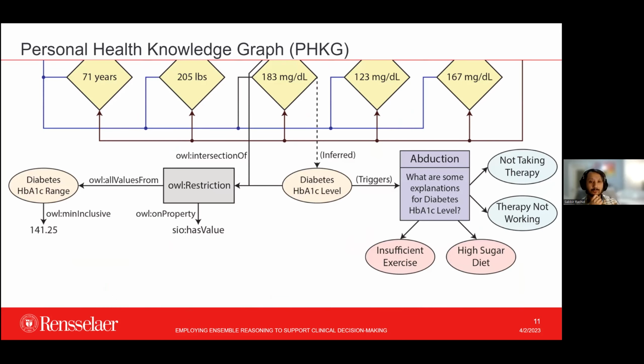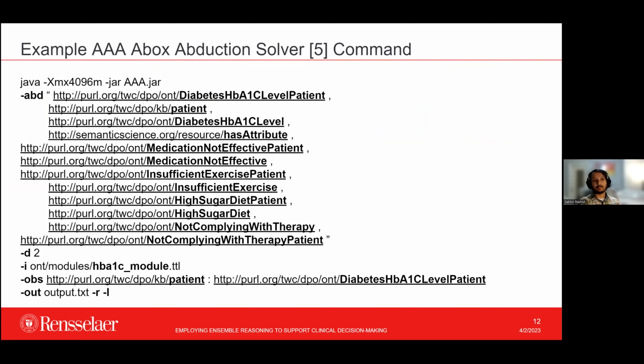So for example, the HbA1c value of 183 milligram per deciliter is used to infer that the patient has HbA1c in the diabetes range, which is anything greater than 141. And that deductive inference allows us to trigger an abductive rule or an abductive query asking what are some explanations for their HbA1c to be in this diabetes range. And it could be things like insufficient exercise, high sugar, therapy is not working, or they're not taking the therapy.